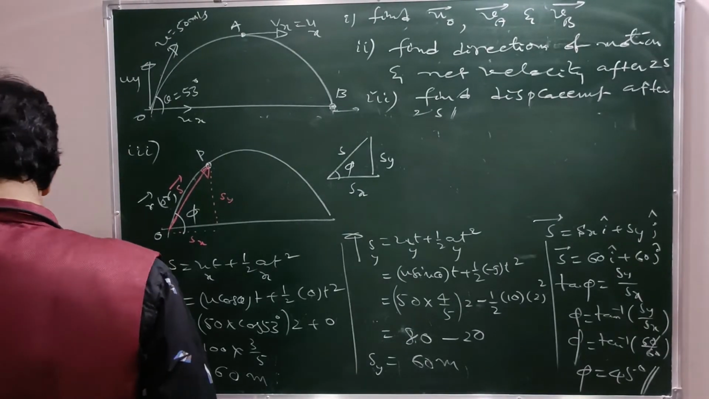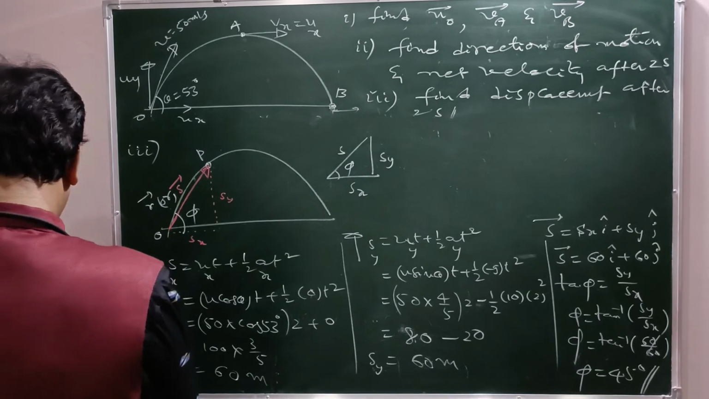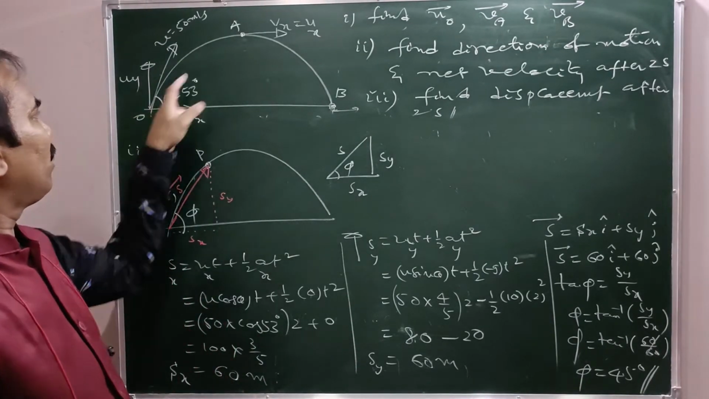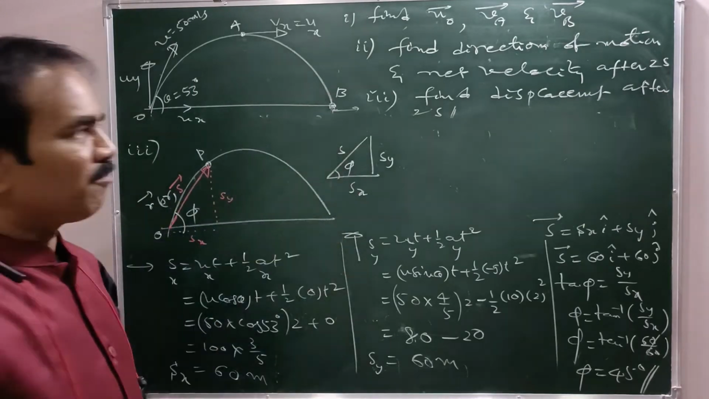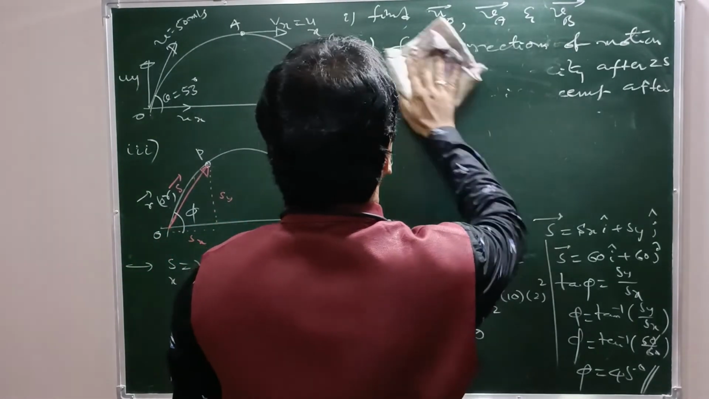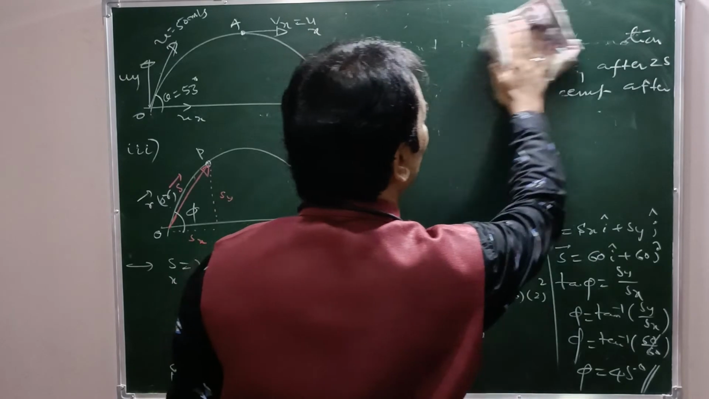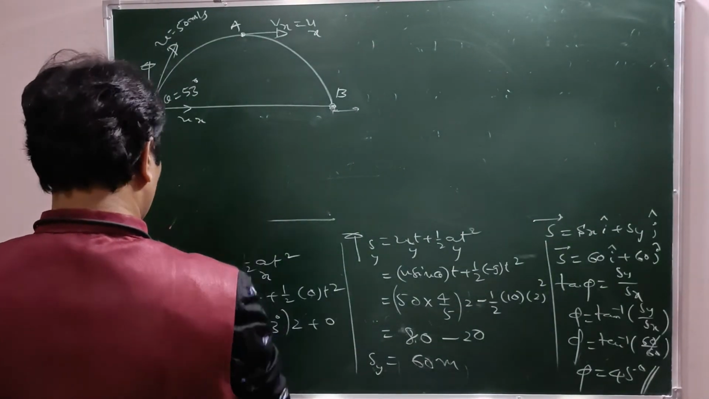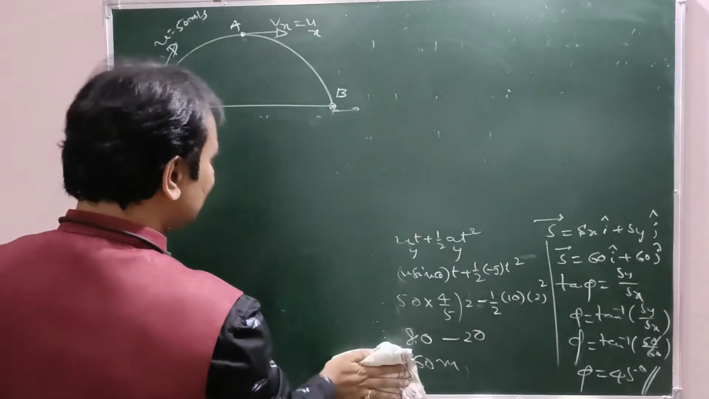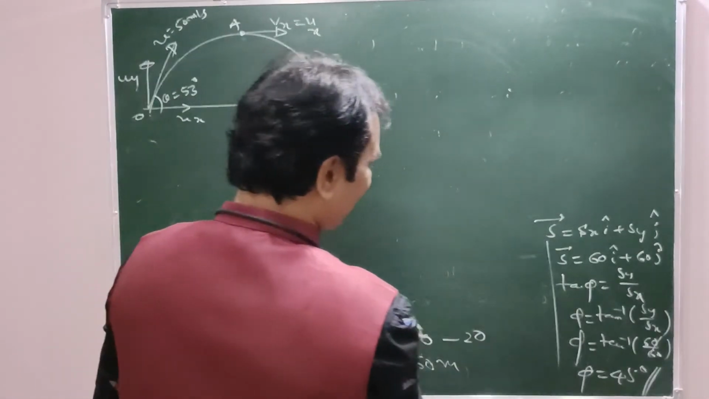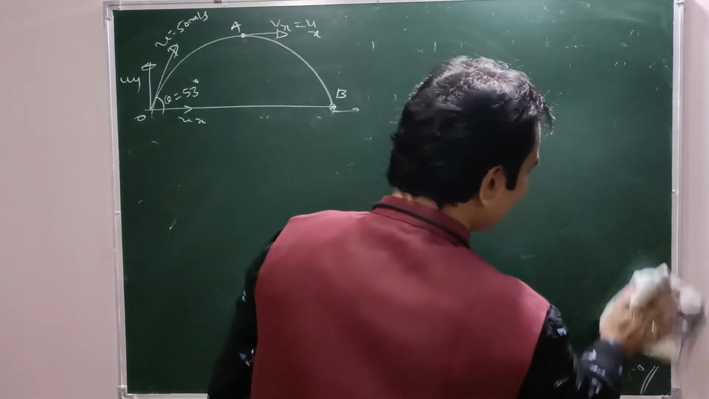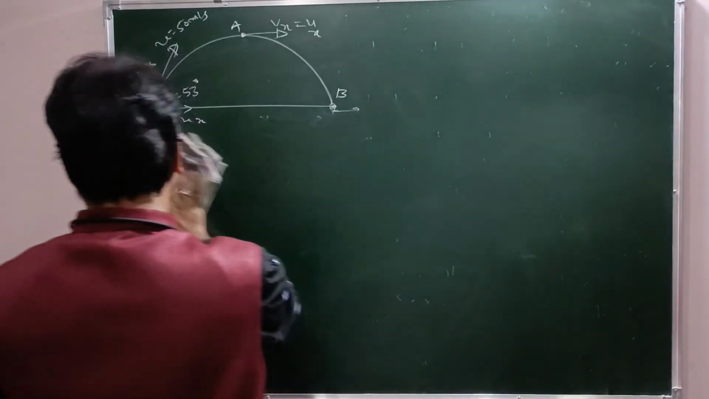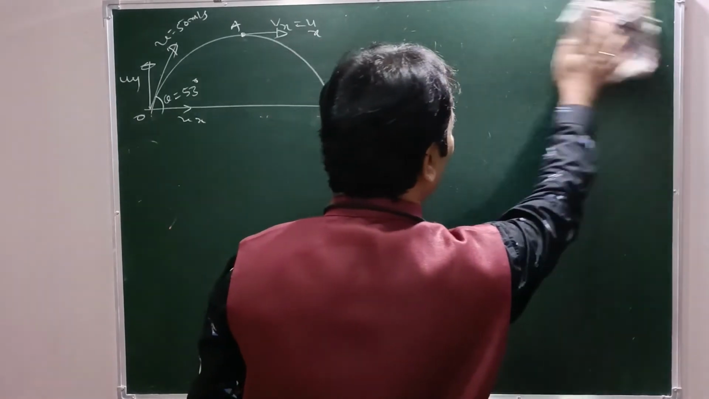Now in the same way, let us see momentum at O, at A, at B. Momentum. As velocity changes from instant to instant in the case of a projectile, momentum also changes. What is momentum? Product of mass and velocity is known as momentum, right?